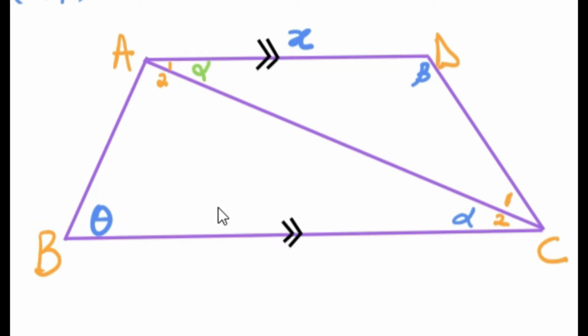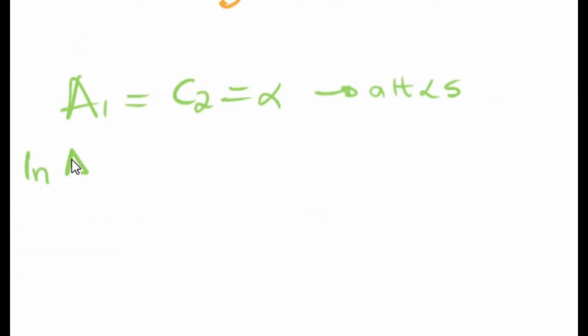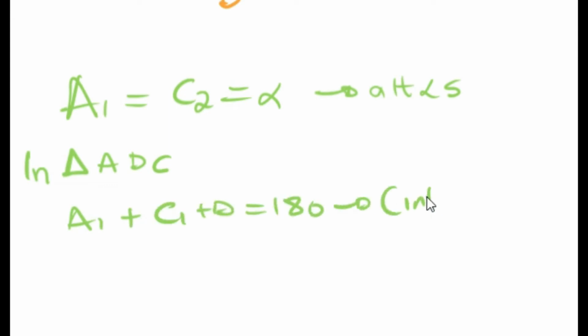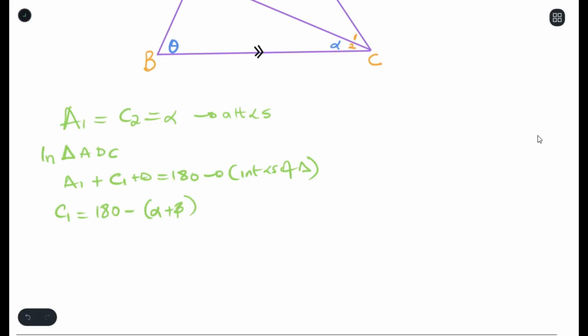To calculate C1, we'll use sum of angles in a triangle. So in triangle ADC, we understand that that's your interior angles of a triangle. So therefore it means that C1 is equal to 180 minus alpha plus beta. So now we have the value for C1.